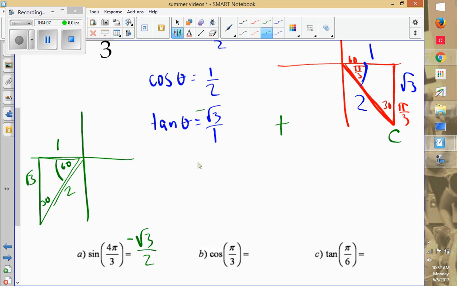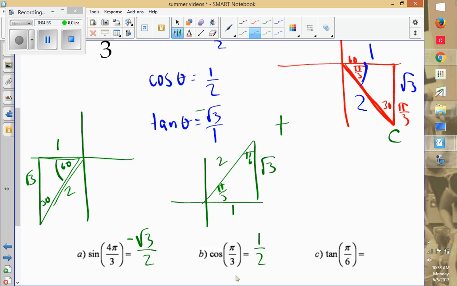Cosine of pi over 3, I'm in the first quadrant. I have my pi over 3, so I have pi over 6, so we have 1, 2, square root of 3 if I draw my reference triangle. So I want the cosine of it, which would be adjacent over hypotenuse, so 1/2. And all trig functions are positive in this quadrant, so here I am at 1/2.